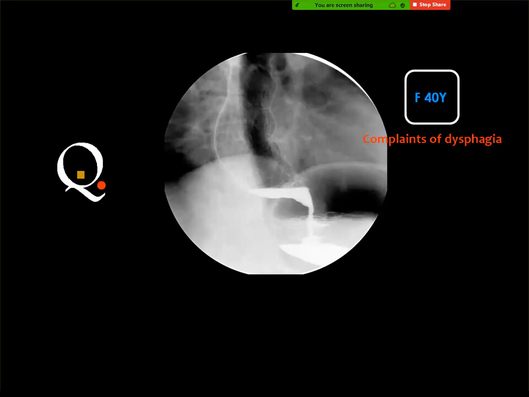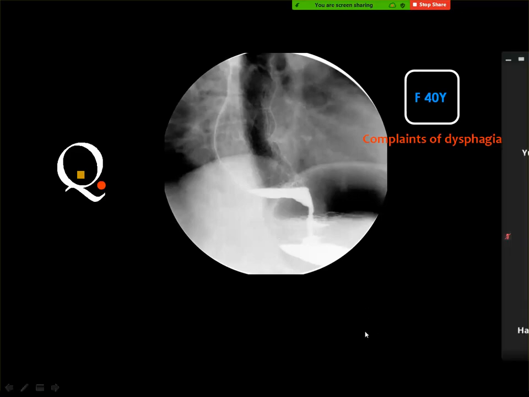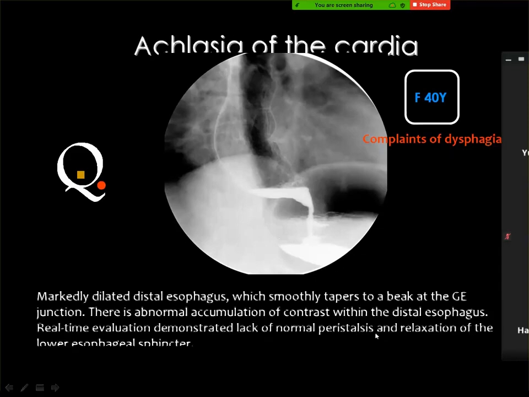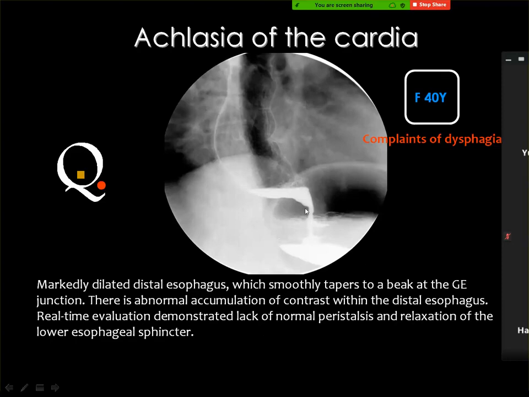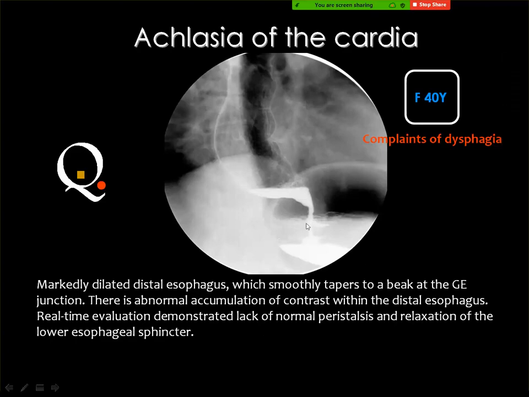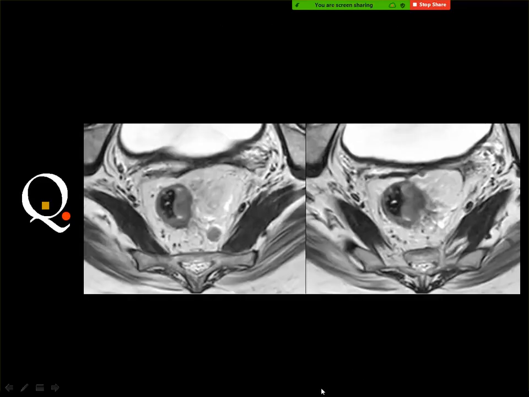Barium swallow. Yes. What is the diagnosis? Achalasia. Yes, there is a smooth narrowing of the distal part of the esophagus with considerable proximal dilatation, diagnostic of achalasia.